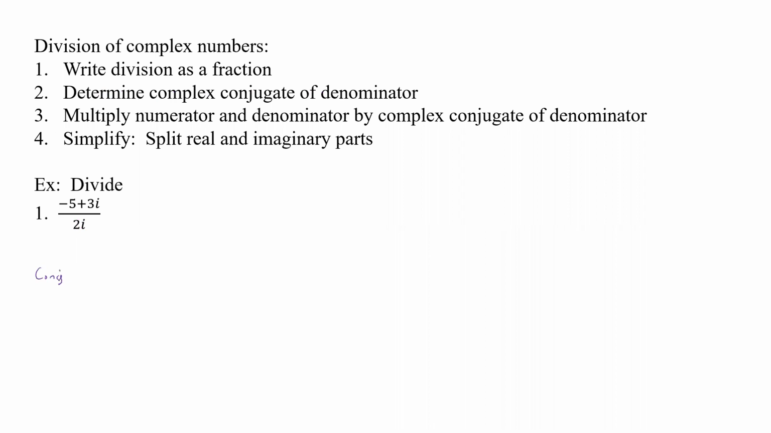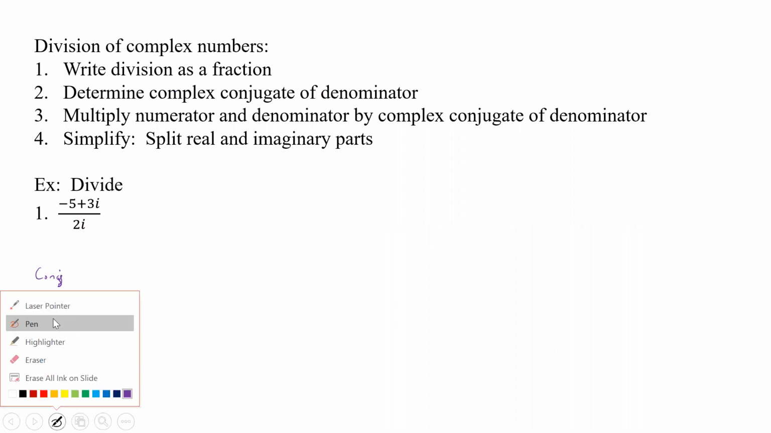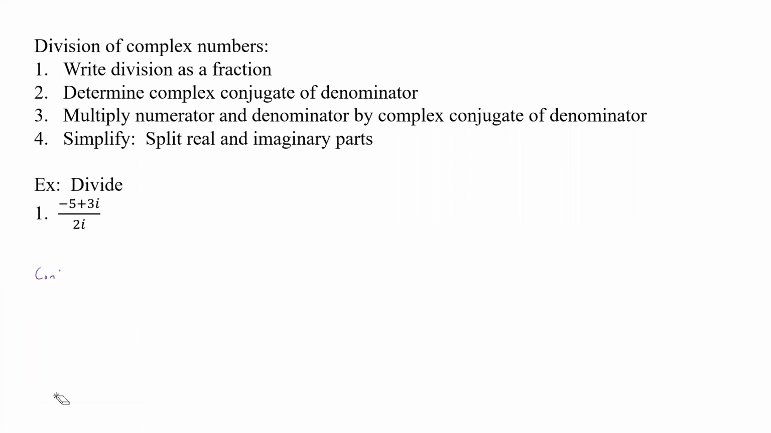So in this one, if that's our original number, the conjugate is going to be a -2i. Okay, so again, that's a plus, so the opposite is a negative. And then what we do is we multiply the numerator and denominator by the complex conjugate. Because if you multiply the numerator and denominator by the same thing, basically you're multiplying by 1.